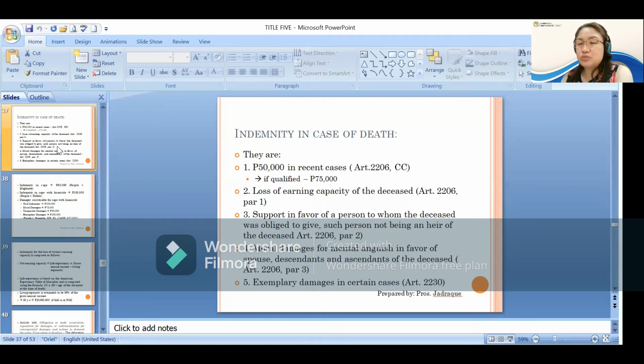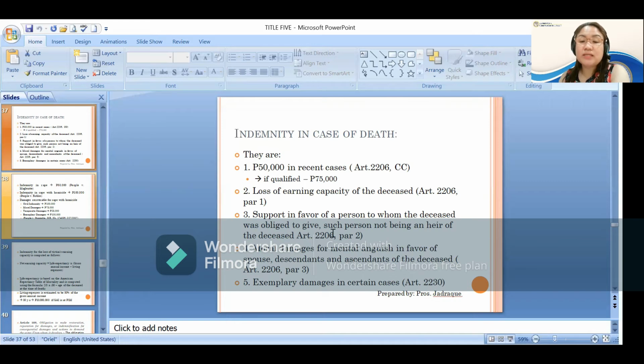You also have there loss of earning capacity of the deceased. So we have cases to support that the deceased lost his earning capacity, and to illustrate that, take a UST medical student. He has a promising career ahead of him, but then he died. The accused there was actually required to pay for loss of earning capacity. Then support in favor of a person to whom the deceased was obliged to give, such person not being an heir of the deceased.